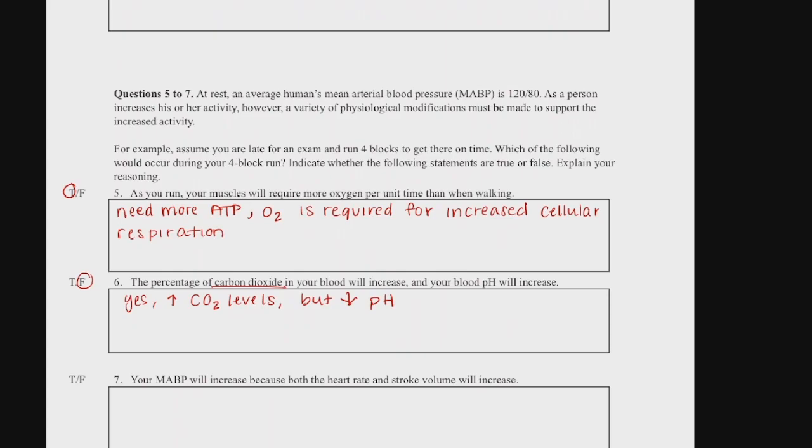And then 7, your MABP will increase because both the heart rate and stroke volume will increase. This is true. So to increase the rate of delivery of both food and oxygen to the muscles, the heart rate and stroke volume will increase.